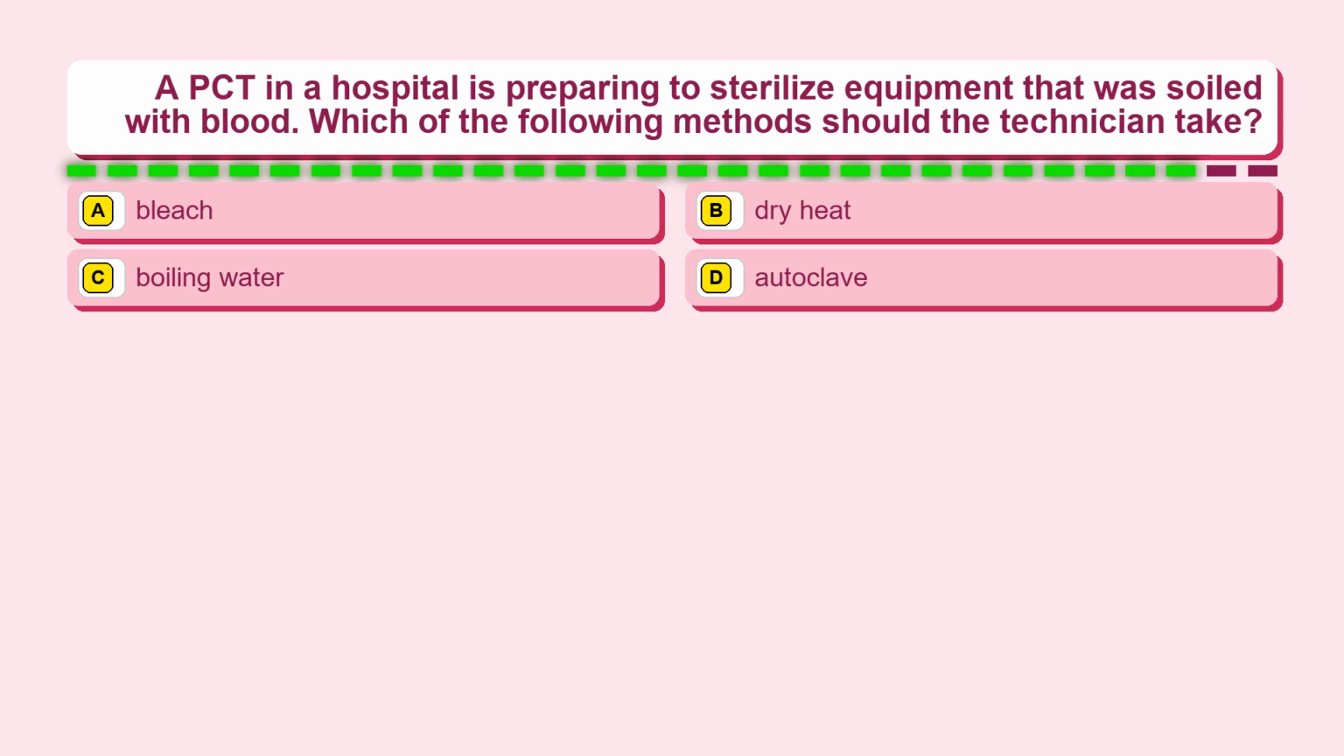Question 47. A PCT in a hospital is preparing to sterilize equipment that was soiled with blood. Which of the following methods should the technician take? Option A, bleach. Option B, dry heat. Option C, boiling water. Option D, autoclave.